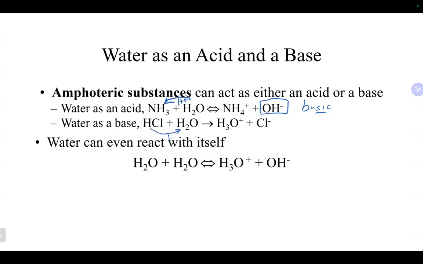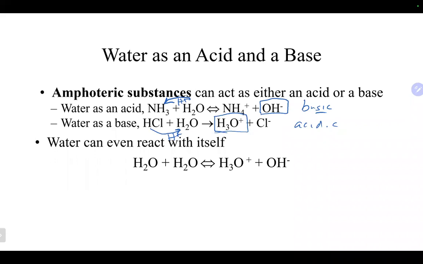It's going to accept the H+ from the HCl, going to form H3O+, which tells me this is going to be an acidic solution. And it is, because that's hydrochloric acid, which I would hope would be acidic. And the top guy is ammonia, which is a weak base. So obviously we would hope it would be basic.